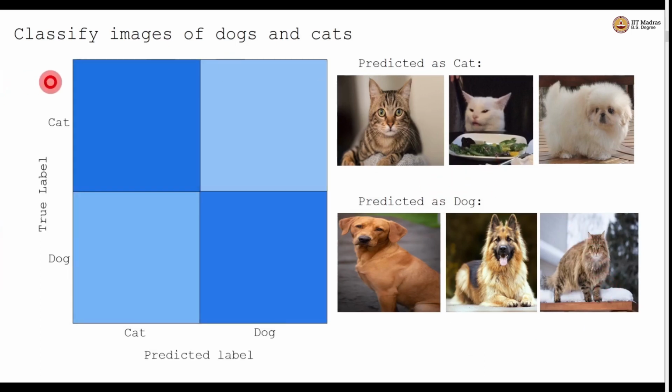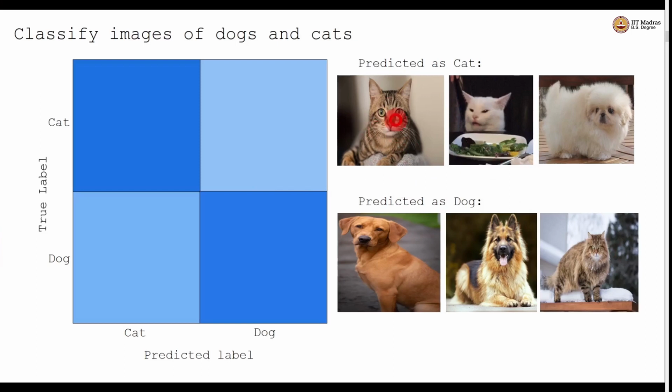Now we have this matrix or table of sorts on the left side, where we have written predicted label on the bottom and true label here. What this means is that if the true label is cat and the predicted label is also a cat, we want it to come in this cell. And if the true label is cat but it is mistakenly predicted as a dog, then we want it to come on this cell.